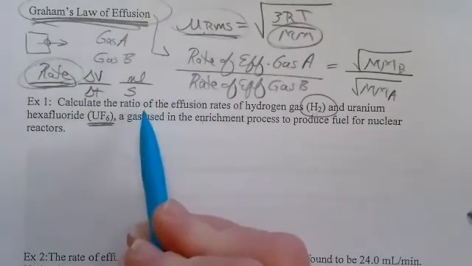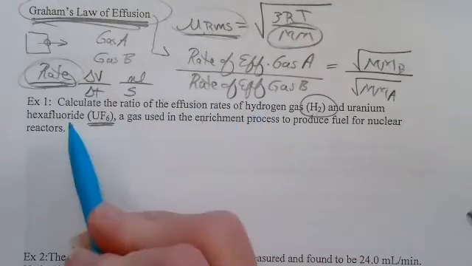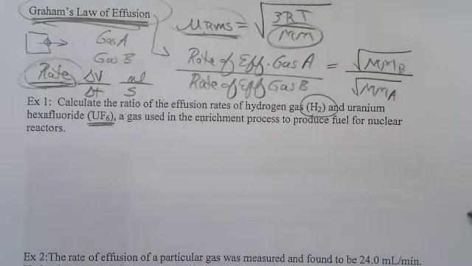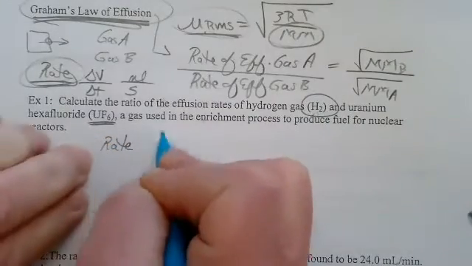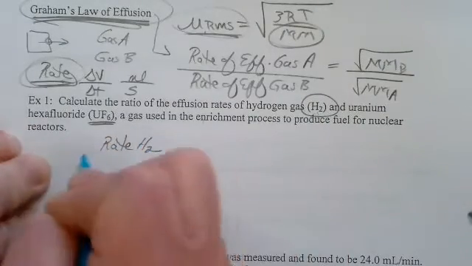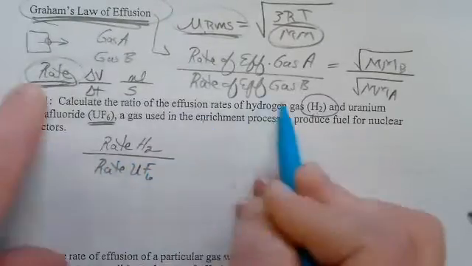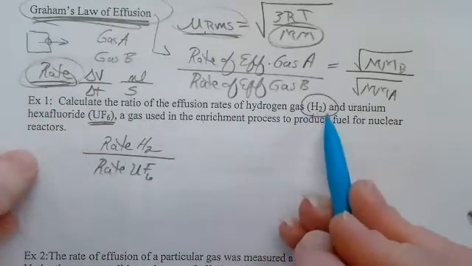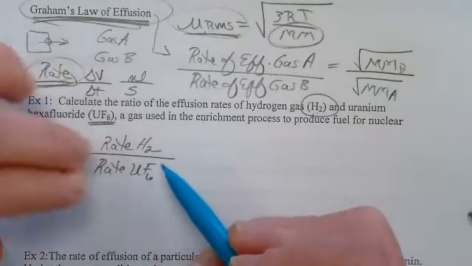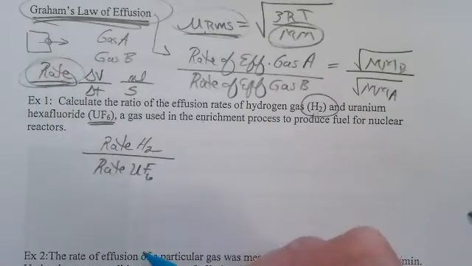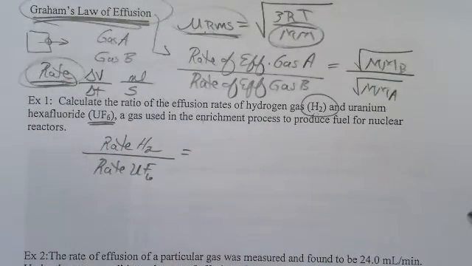Now, if it said the ratio of hydrogen compared to uranium, I think that would definitely guide us to set up the rate of hydrogen compared to the rate of uranium hexafluoride. But this kind of generic language would definitely have it be acceptable if you flip this. We would just have different interpretations, which I will go over in a moment.